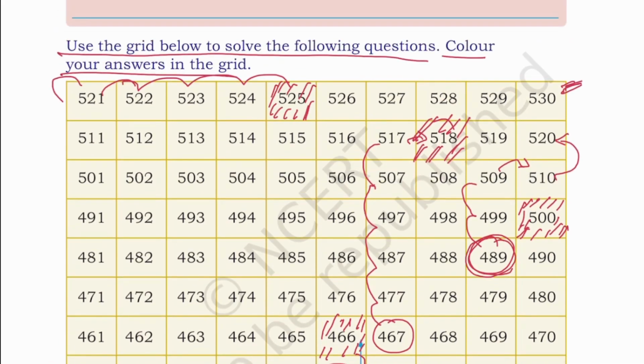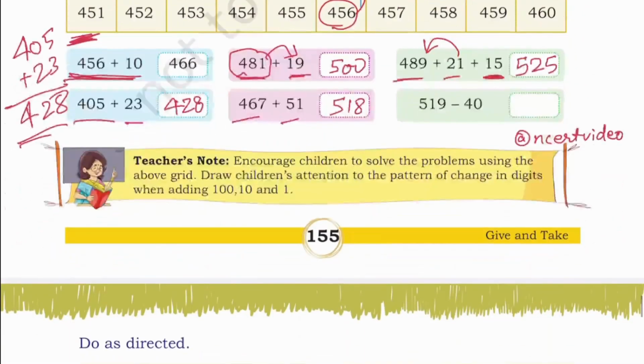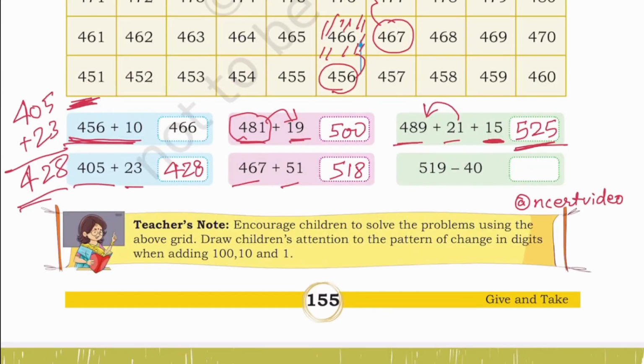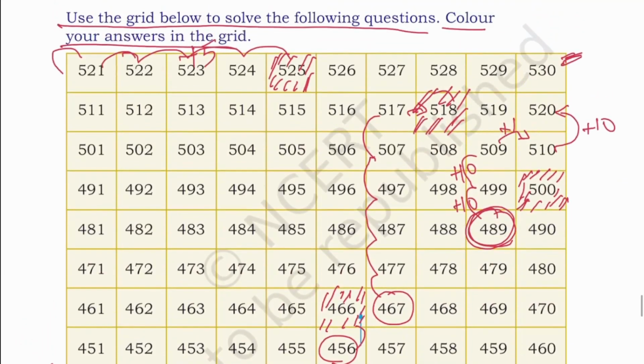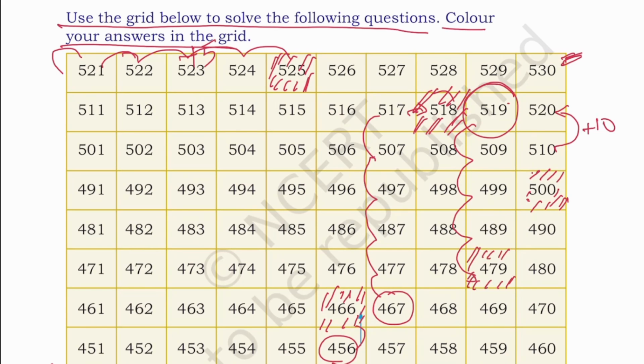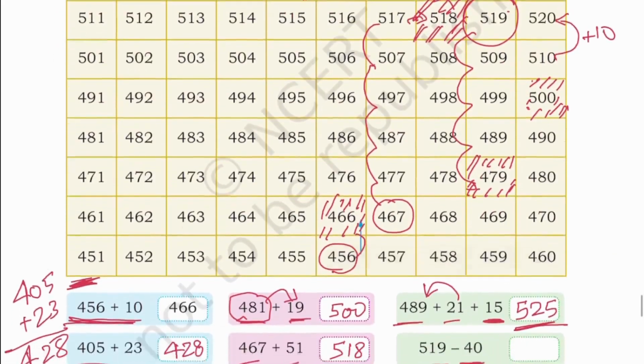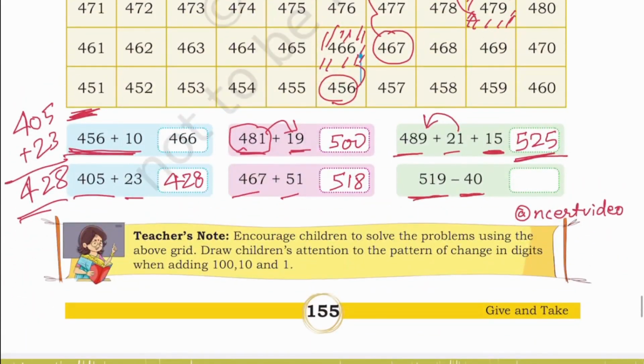Okay, here plus 10, plus 10, plus 1, that is 21, plus 10 and plus 5, that is 15. All are added together, that is 525. Similarly, 519 minus 40, that is 519 is here. You have to subtract 40, 10, 20, 30 and 40. You have to move downward. Okay, that is 479. The answer will be 479.